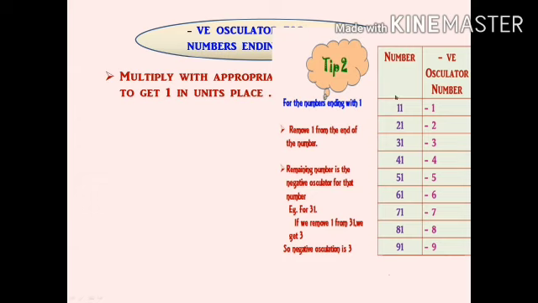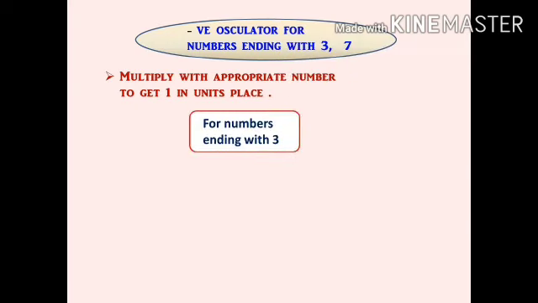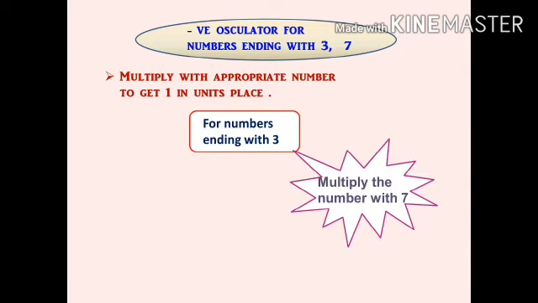We have already seen it in tip 2, just remove 1. The remaining number is the negative oscillator for that number. This is the reason. So if a number ends with 3, multiply with 7. If a number ends with 7, multiply with 3. So that we will get 1 in the units place. If a number ends with 3, of course we have to multiply with 7, right? So that we will get 1 in the units place. So first multiply with 7.